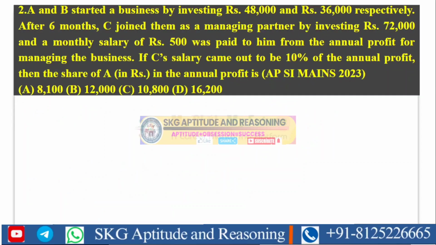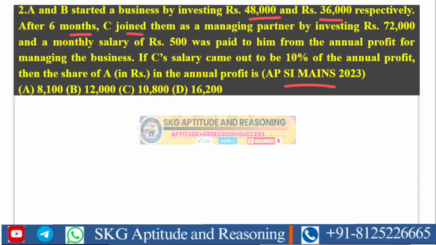Let's move to the next question. Here is the next question. This is also a very recent question, which appeared in the SI mains exam. A and B started a business by investing 48,000 and 36,000. So initially A and B started a business with 48,000 and 36,000.